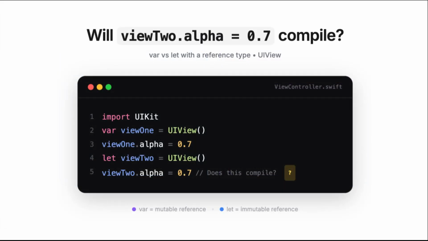Here's a classic Swift interview question. Will view2.alpha = 0.7 compile? We declared view1 with var and view2 with let. Setting alpha on view1 is easy, but what happens when we try to mutate view2?